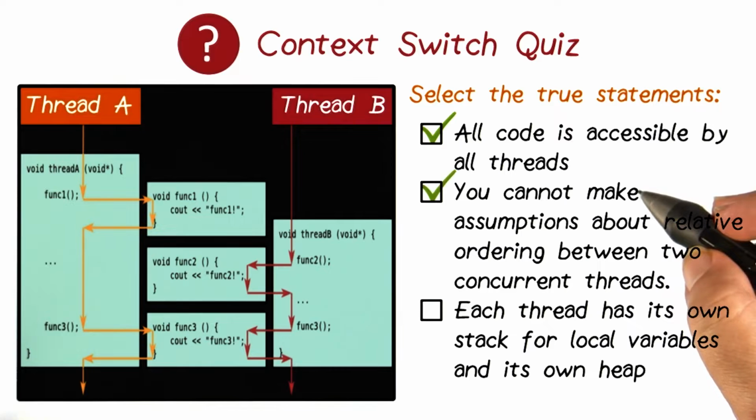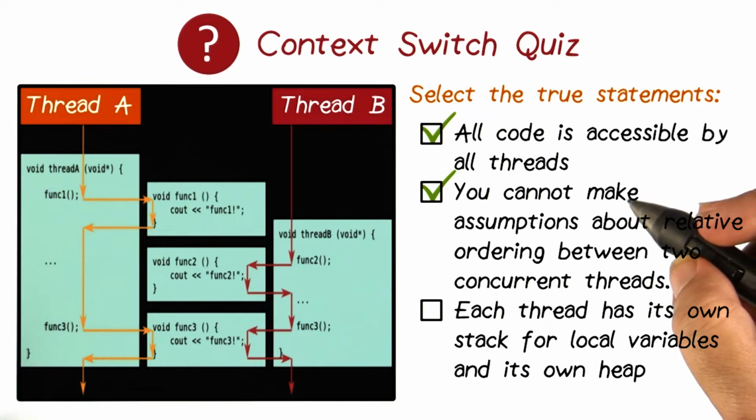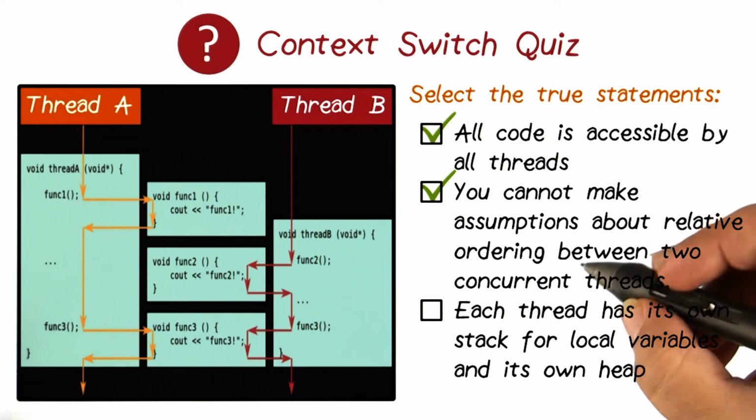The second one is you cannot make assumptions about relative ordering between two concurrent threads. Is this true or false? This is also true because threads are independent entities and they do not have any ways of ordering in terms of which executes before what as such, and that's why this statement is true.